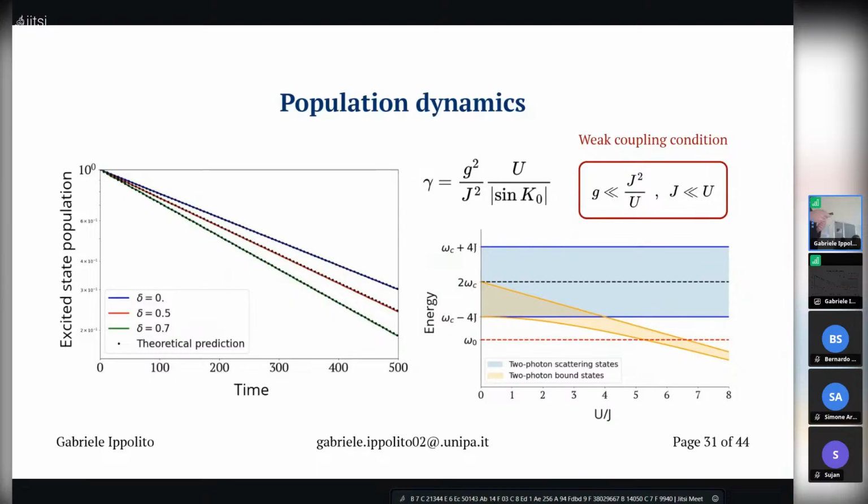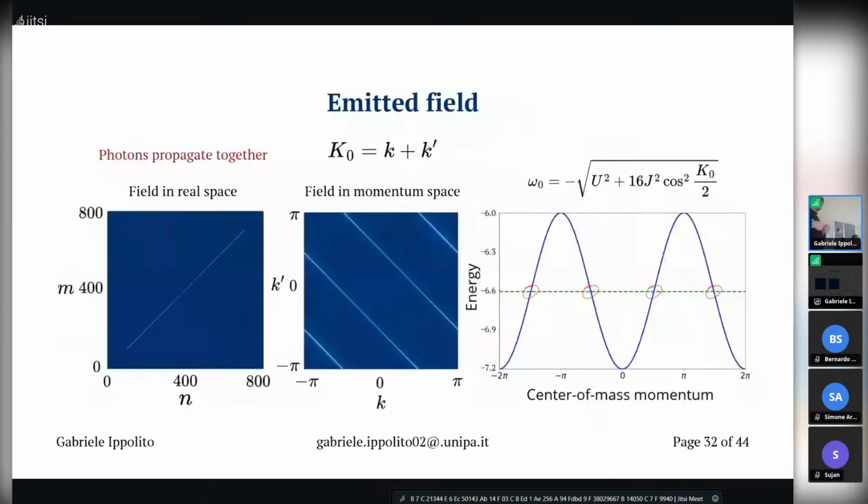And for what concerns the emitted field, again, this is the probability distribution in real space. This is the probability distribution in momentum space. And this is a plot of the two-photon bound state dispersion relation as a function of the center of mass momentum. This is interesting because it only depends on the center of mass momentum, not also on the relative momentum of the two photons, but only the center of mass.